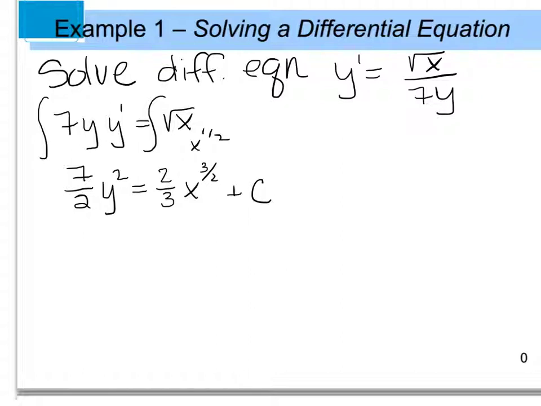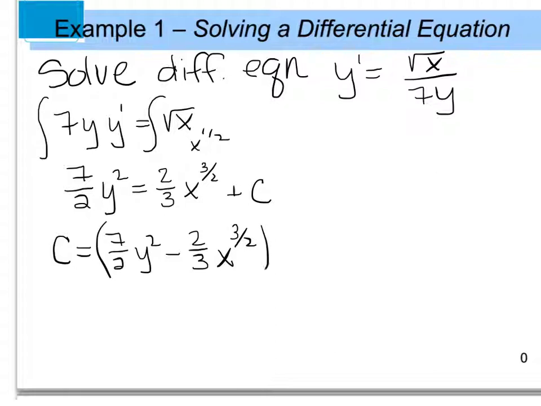Now, the thing with solving a differential equation is we want to clear out any denominators that we have, and we want to isolate the variable c. So to do that, I'm going to first go ahead and isolate c. So I get c is equal to 7/2 y squared minus 2/3 x to the 3/2. Then, in order to clear up my denominators, I see that I have a common denominator of 6. So if I multiply everything by 6, I'm going to be able to cancel out that denominator, and I'm going to end up with 21y squared minus 4x to the 3/2. And all of this is equal to c.